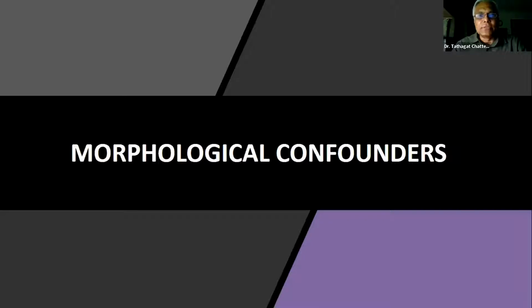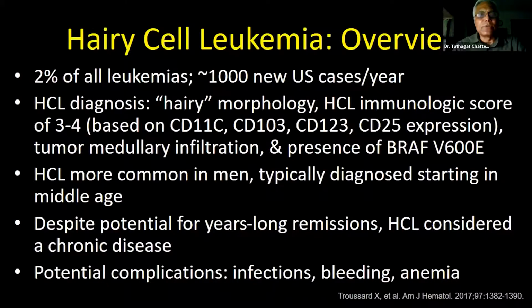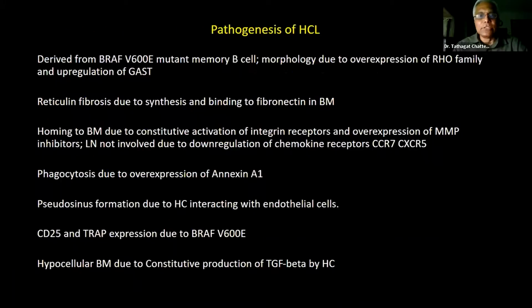So with this long case, a few short cases of morphological confounders. We all know hairy cell leukemia constitutes 2% of all leukemias. They commonly occur in males and are typically diagnosed in middle age. They are derived from the BRAF V600E mutant memory B cell. Reticulin fibrosis is a very important feature in hairy cell leukemia. It is not only due to synthesis, but also binding to the fibronectin in bone marrow.